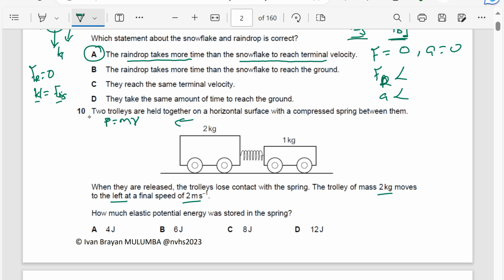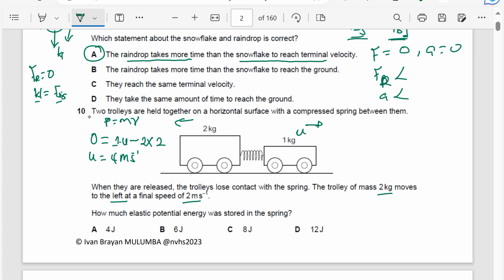So by conservation of momentum, if one moves to one side, the other is most likely going to move to the other side. So total momentum before is going to be 0. Then total momentum after, we can set left positive, right negative. Let the speed of this one be u when they are released. So this is going to be 1 times u. Because this is moving to the right and this to the left, in the opposite direction, I will subtract 2 times its speed, which is 2. So u is going to be 4 meters per second. So this one of 1 kilogram moves with a speed of 4 meters per second.